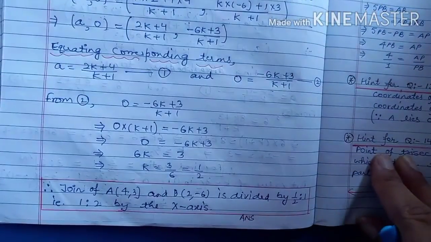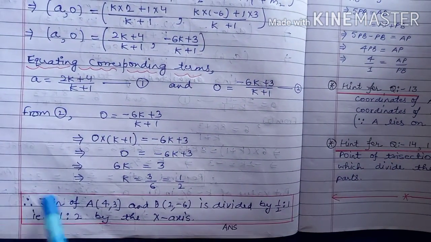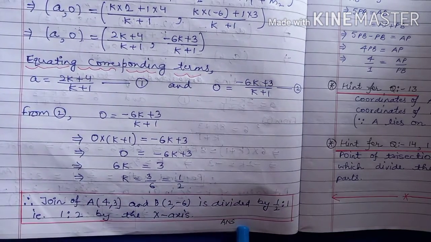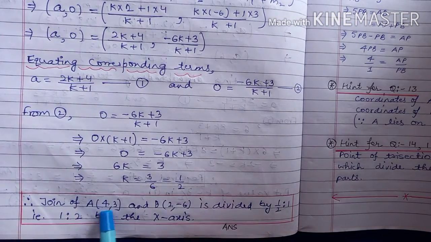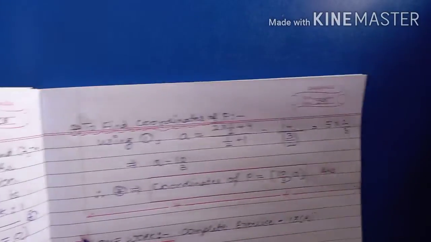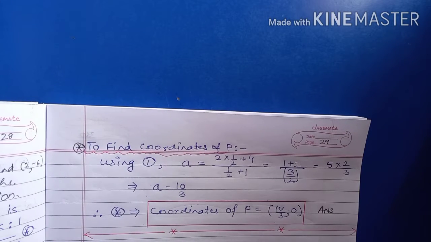So it means the join of A (4, 3) and B (2, minus 6) is divided by 1 ratio 2, 1 by 2 ratio 1, that is 1 ratio 2, by the x-axis. So this is the first answer, the ratio. The join of A (4, 3) and B (2, minus 6) is divided by 1 ratio 2 by the x-axis. Further we need to calculate the coordinates of P, the point where the line segment is divided by the x-axis.